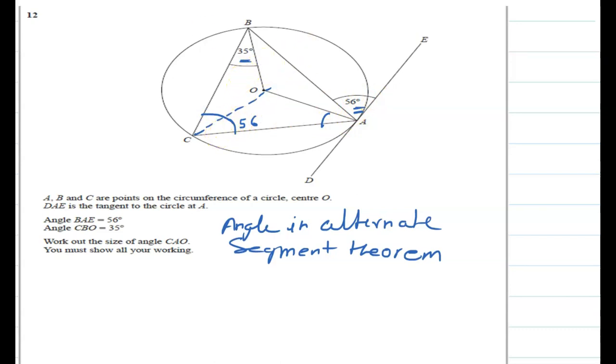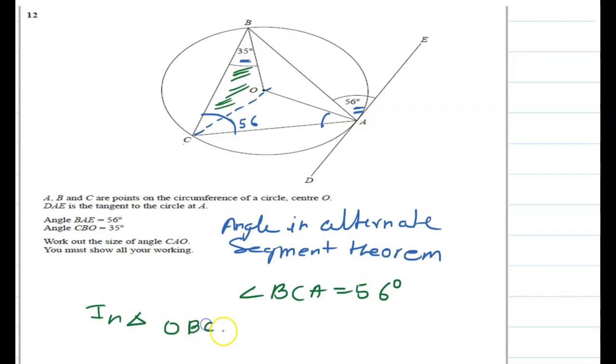Now if you see here, they are forming angle COB. So let's write here, angle BCA is 56 degrees, right? Now triangle OBC is isosceles. Why is it isosceles? Because these two are radii. So if this is 35, then this is also 35. So angle BCO is equal to angle CBO, that is 35 degrees.